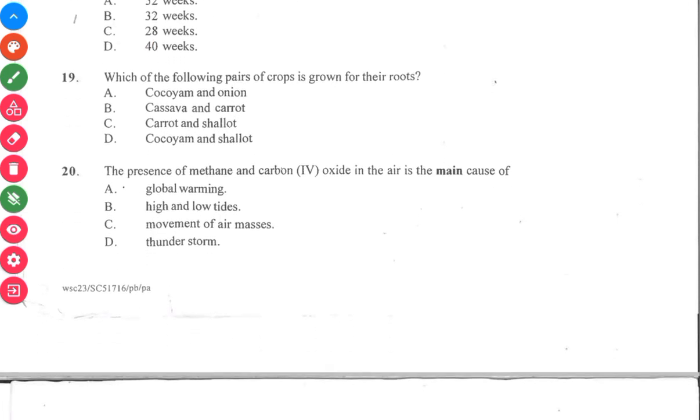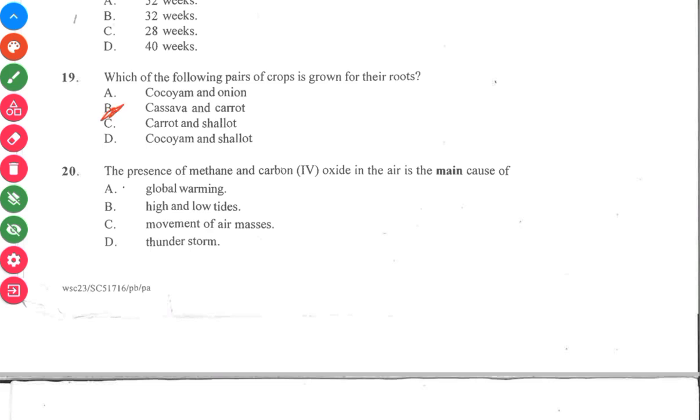Question number 19. Which of the following pairs of crops is grown for their roots? Cocoyam and onion, cassava and carrot, carrot and shallot, cocoyam and shallot. The answer is B, cassava and carrot.